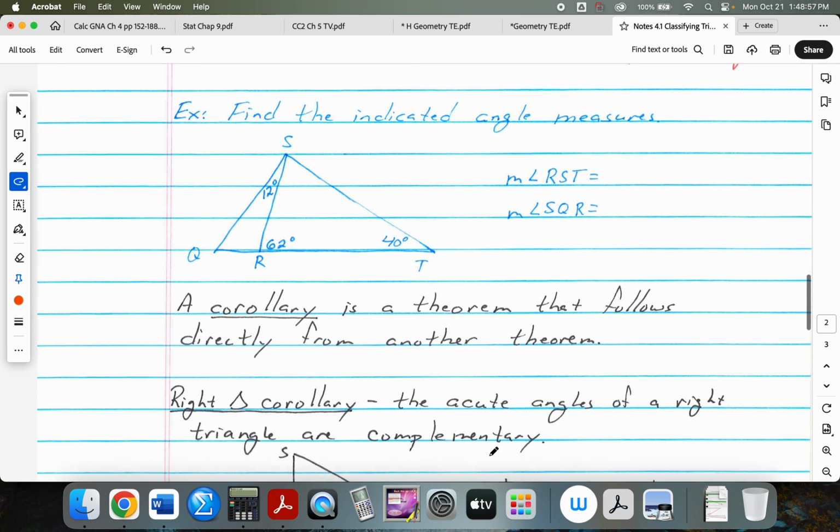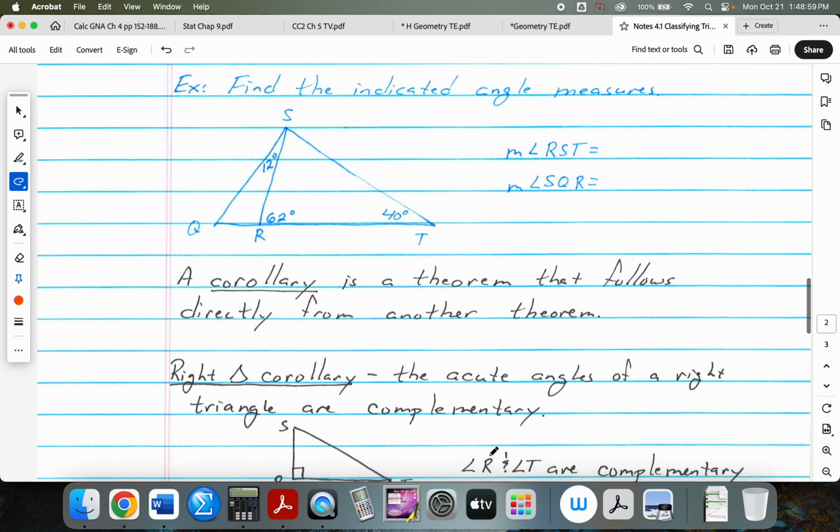So let's use this to find the angle measures in this picture. We're looking for angle RST, R to S to T. That's this angle right here. Remember, when you name an angle, the middle letter is the vertex. The first letter is on one side of the angle, and the other letter is on the other side of the angle. So this is the angle with a vertex at S, where one side goes through R and the other side goes through T.